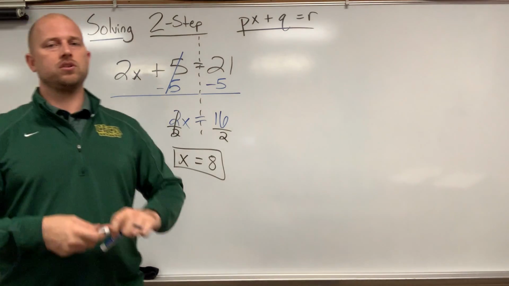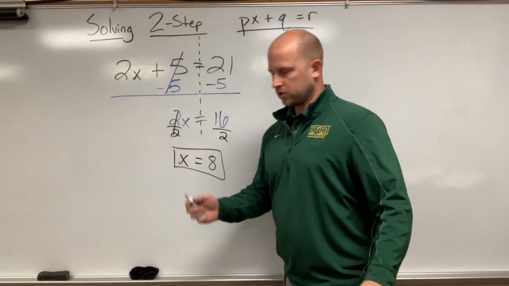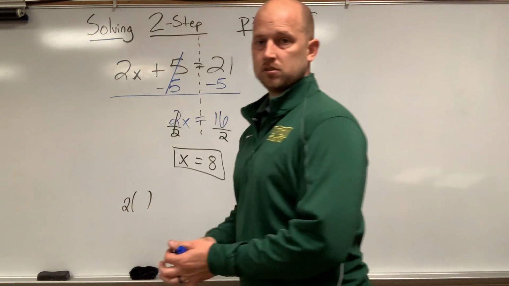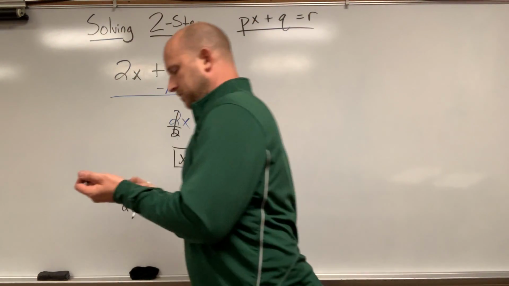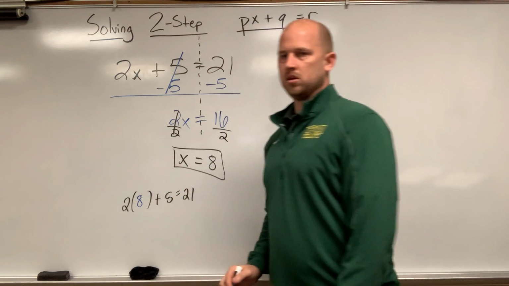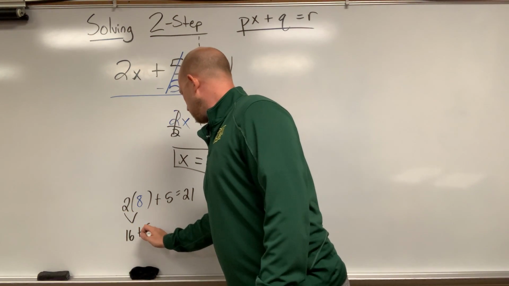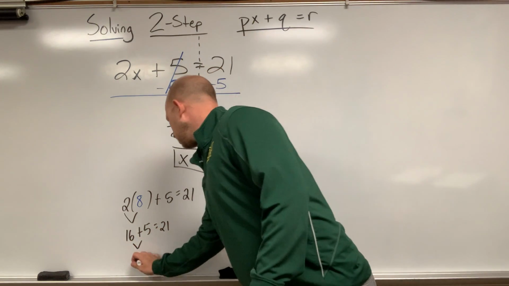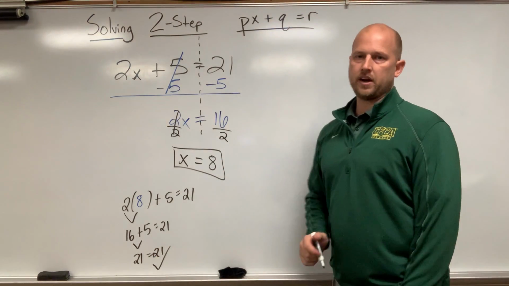I would suggest on this homework, again, I know I've given you the answers, plug these in real quick. I'm going to show you what that means. 2 times x, well, we think x is 8. So 2 times 8 plus 5 equals 21. What's 2 times 8? 16. Plus 5 equals 21. What's 16 plus 5? 21. Does 21 equal 21? Yes, it does. Then our answer is correct.